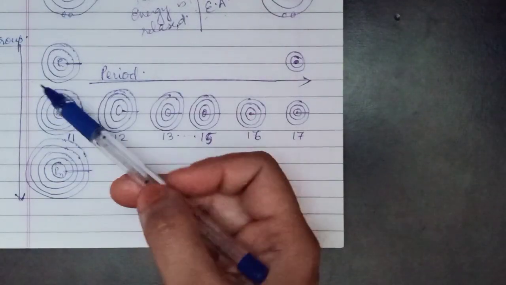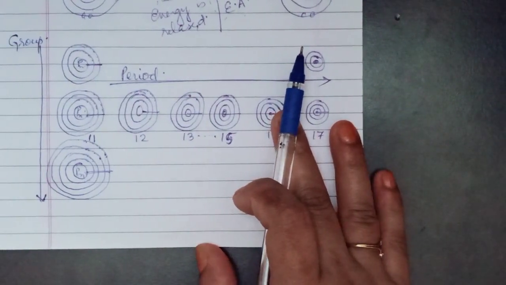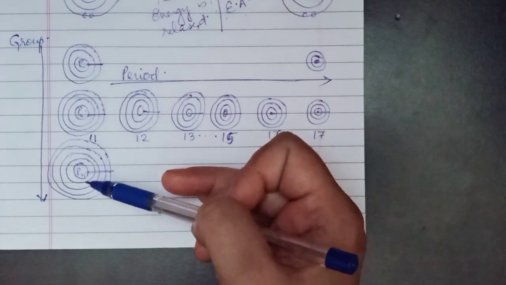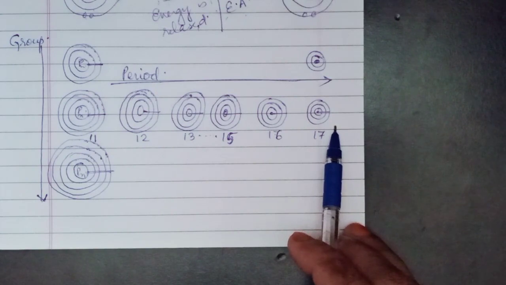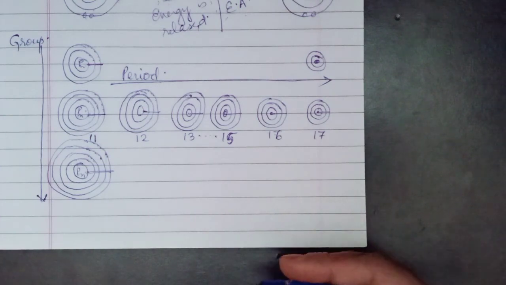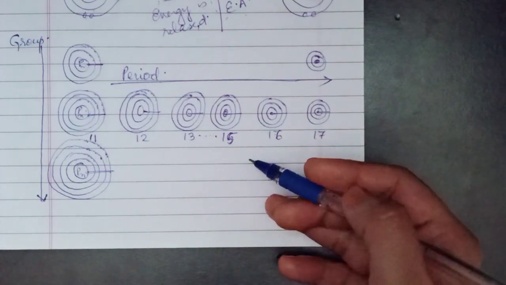See here, when we are moving from top to bottom, that is in a group, the size of an atom is increasing. And when we are moving from left to right, the size of an atom is decreasing. Like ionization energy, electron affinity also depends upon nuclear charge and size of the atom.